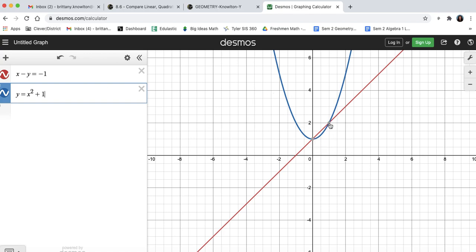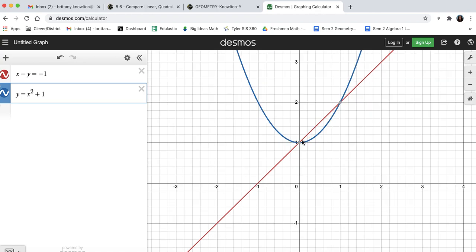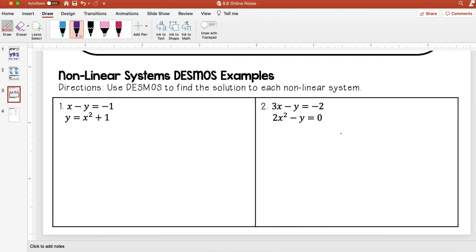And you see Desmos already kind of highlights that for you. For it to stay, you can click on it, and it will leave the solutions up there for you. So again, the solutions for these systems are going to be where they intersect. So I see these intersect at (0, 1) and (1, 2). And so that's going to be my two answers.